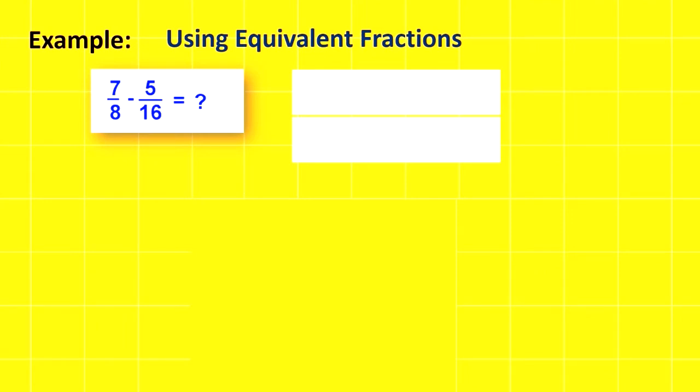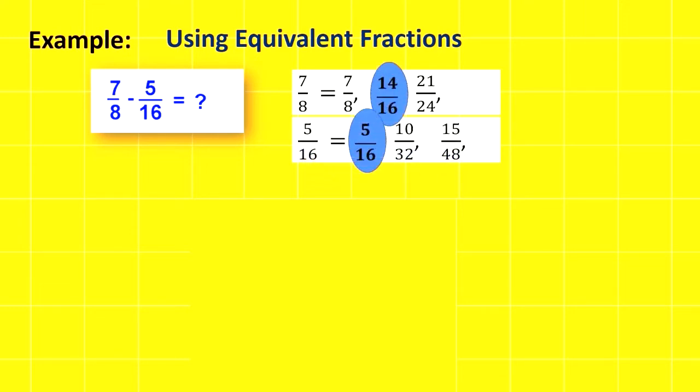Consider the sample problem on our screen. 7 over 8 minus 5 over 16. Now, we shall be solving this using equivalent fractions. The equivalent fractions of 7 over 8 and 5 over 16 are 14 over 16 and 5 over 16 respectively.